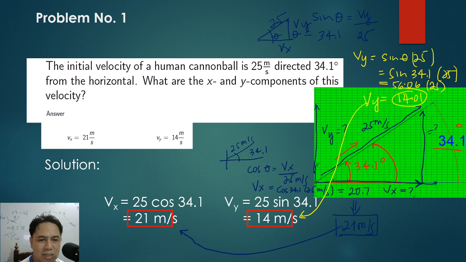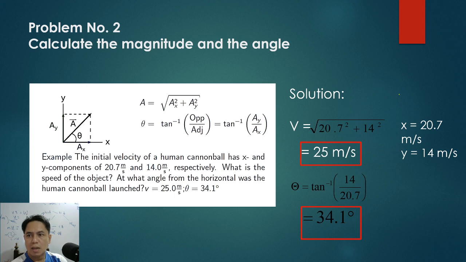So we will go now to the next problem. Here, number two, the problem says, calculate the magnitude and the angle. For example, the initial velocity of a human cannonball has x and y components of 20.7 meters per second and 14 meters per second respectively. What is the speed of the object, and at what angle from the horizontal was the human cannonball launched? There was already an answer given, and that is 25 meters per second, and the angle is 34.1.